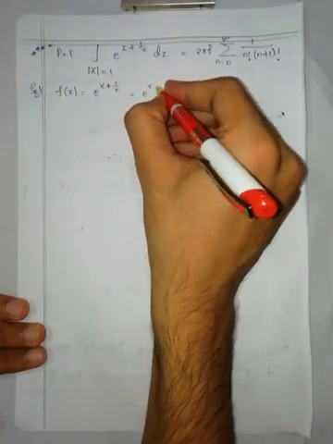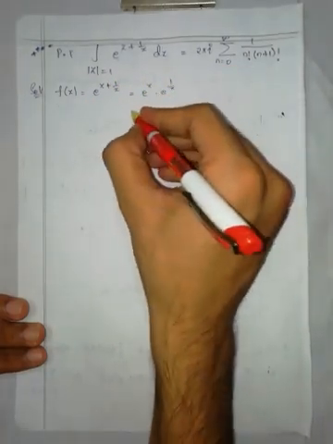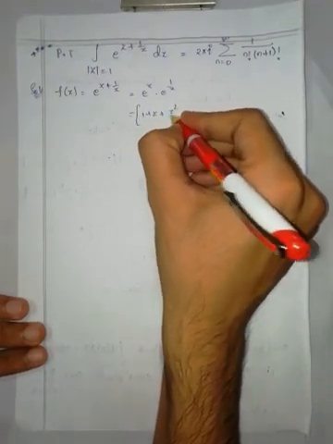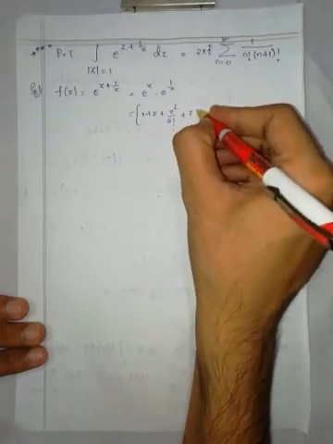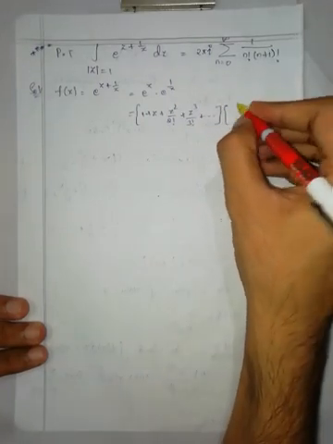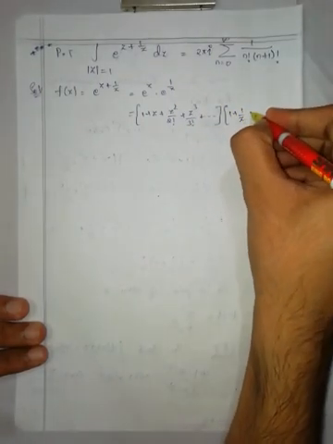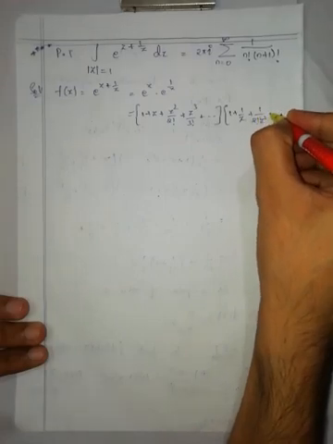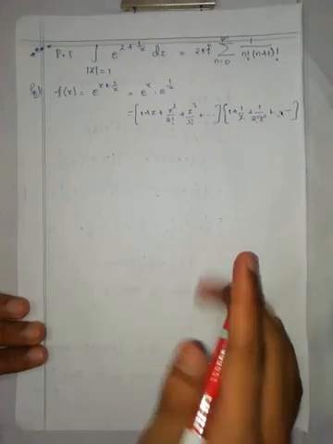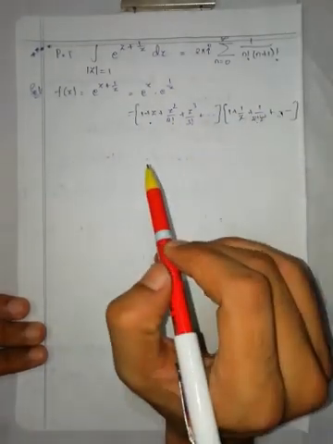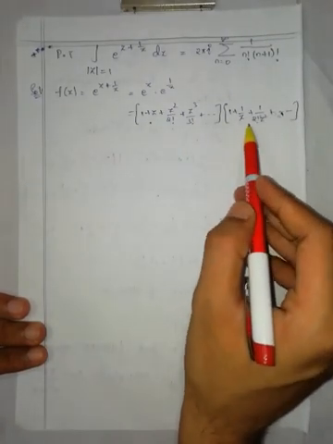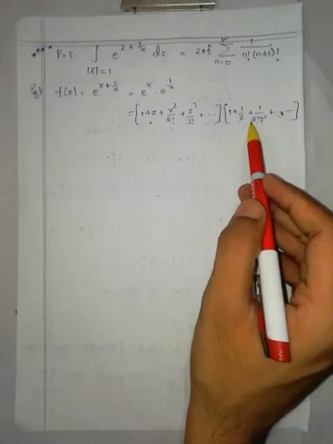This one can be written as e to the power of z into e to the power of 1 by z. What is the expansion of e to the power of z? 1 plus z plus z square by 2 factorial plus z cube by 3 factorial plus so on. Expansion of e to the power of 1 by z, 1 plus 1 by z plus 1 by 2 factorial z square plus so on. Now if I multiply this series into this series and taking the LCM, you will get only z and power of z as a denominator.